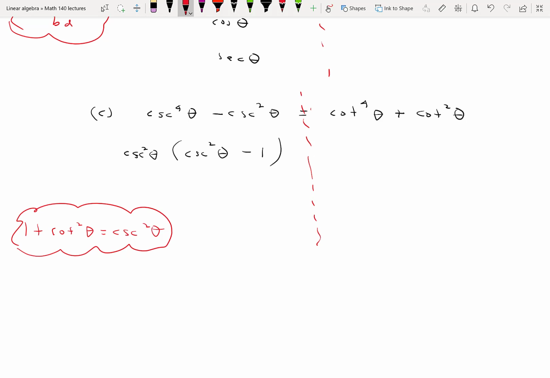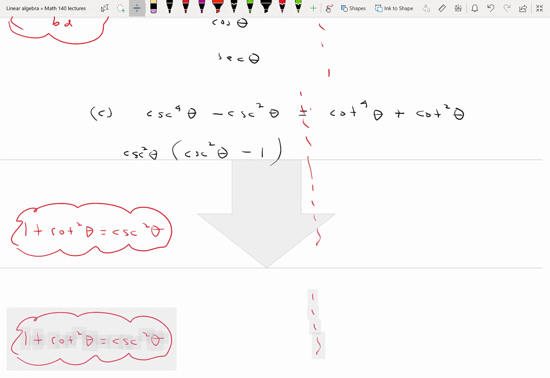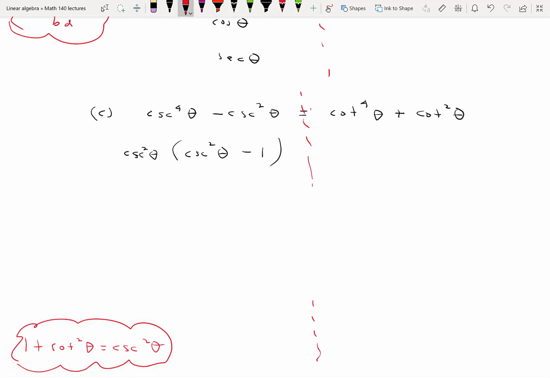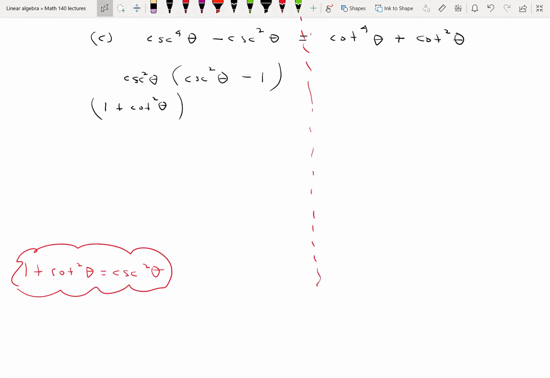So I'm going to use the fact that 1 plus cotangent squared theta equals cosecant squared theta on the left-hand side. Let's make a little more room here. Okay. So cosecant squared theta equals 1 plus cotangent squared theta. Cosecant squared theta minus 1. Well, what am I going to do with that? Back to the identity. 1 plus cotangent squared is cosecant squared. If I subtract 1 from both sides of that identity, I get cotangent squared equals cosecant squared theta minus 1.